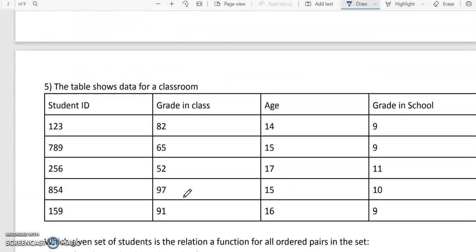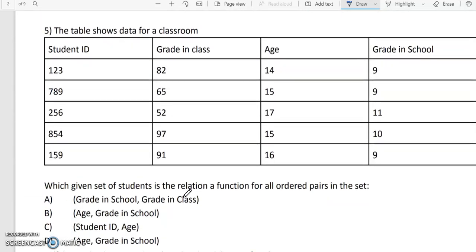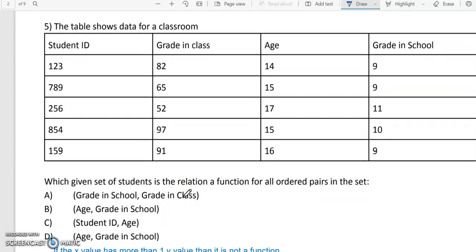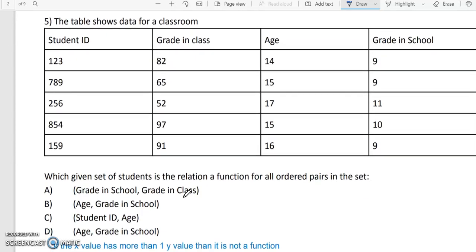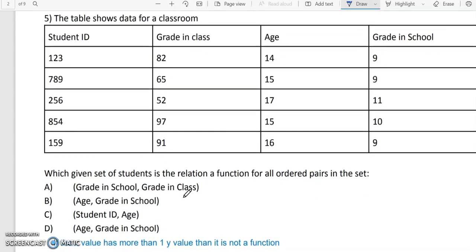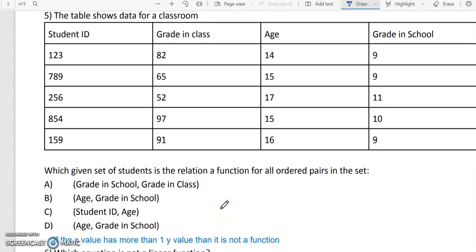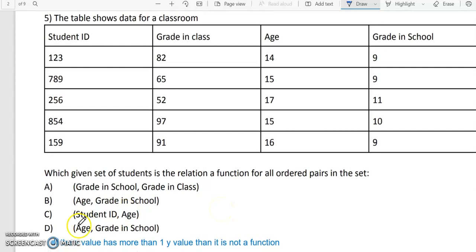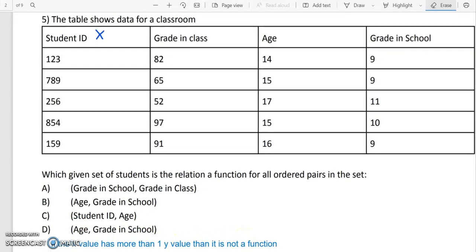All right, let's go ahead and look at number 5. Number 5 is a little bit challenging. It says the table shows data for a classroom. Which given set of students is the relation a function for all ordered pairs in the set? So if the x value has more than one y value, then it is not a function.